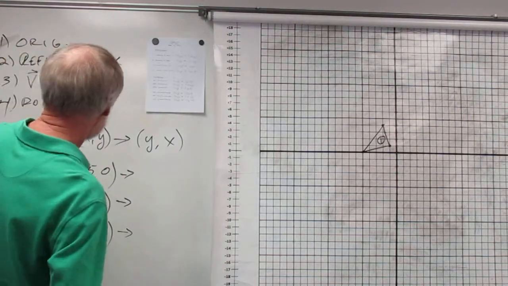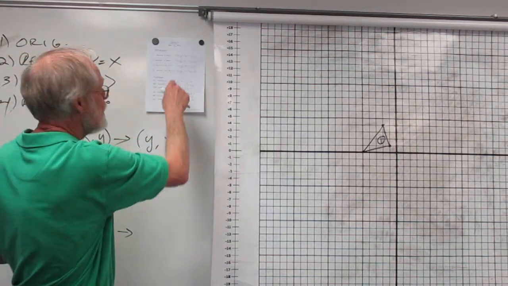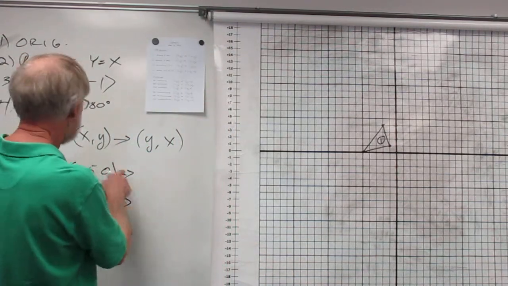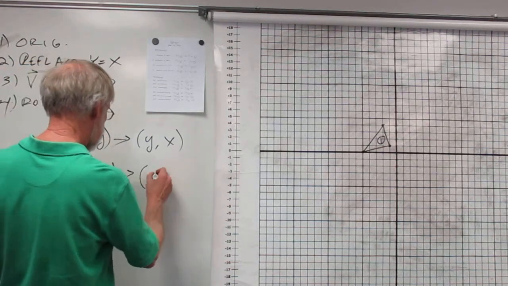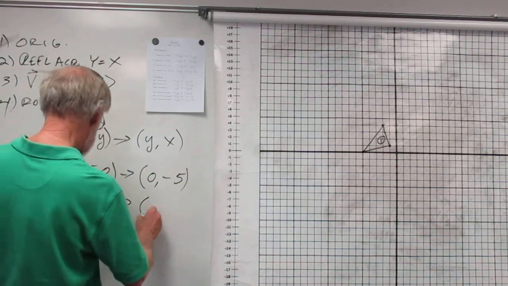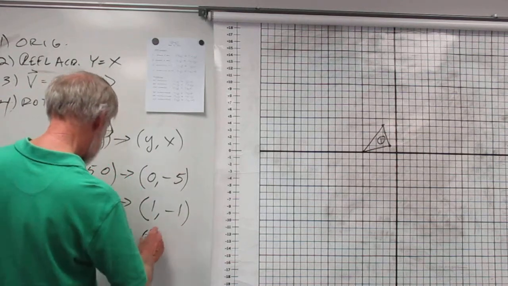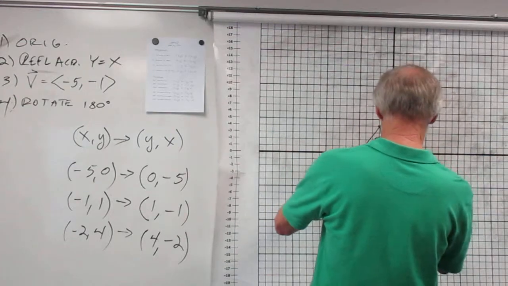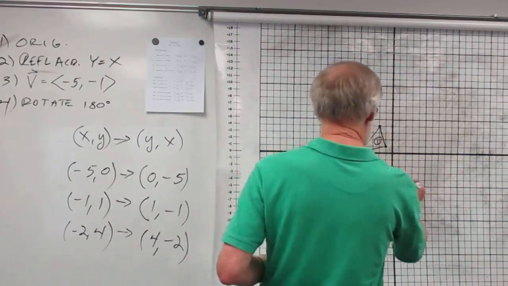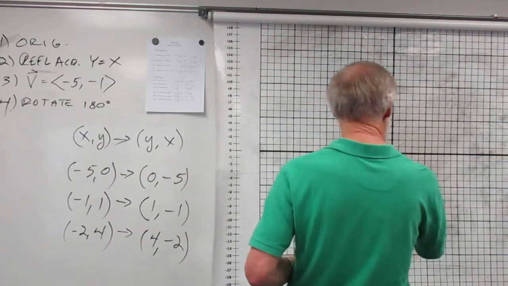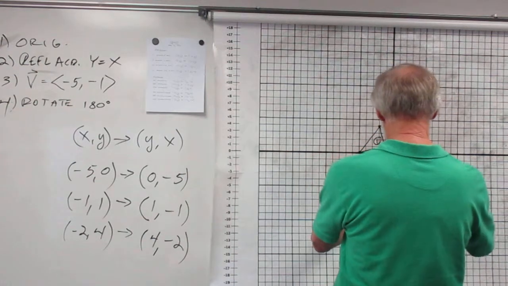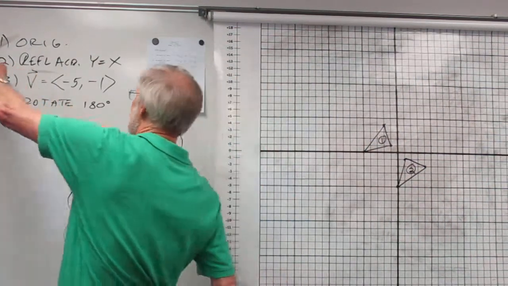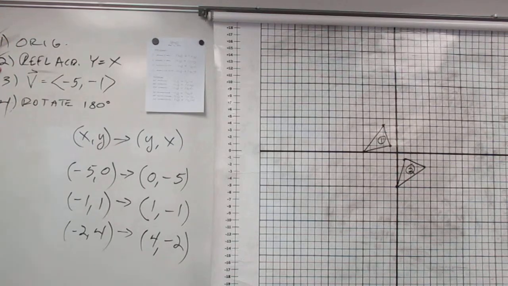Here's what we're going to do. (x, y) becomes (y, x) in the reflection across the line y equals x. So we simply switch places with the x and y. So this becomes 0, -5. This becomes 1, -1. And this becomes 4, -2. So let's plot those. 0, -5 goes down here. 1, -1 goes here. And 4, -2 goes over here, and that we will call number 2. So we started with the original, we now did this one.